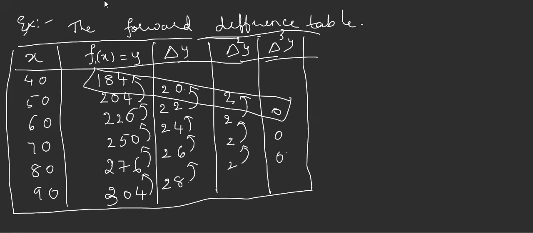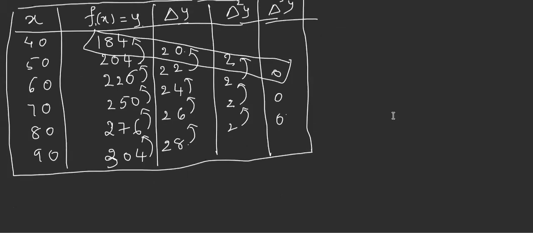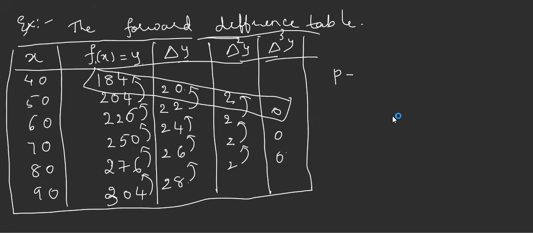Before calculation, we need to find what P is. What is the formula for P? This is also important. Forward means the first value is x0; backward means xn, the last value of x. This is x0, the first entry. So x0 in the table is 40. What is x? x is the value they have asked for. They have asked for f of 42, so x is 42. What is h?